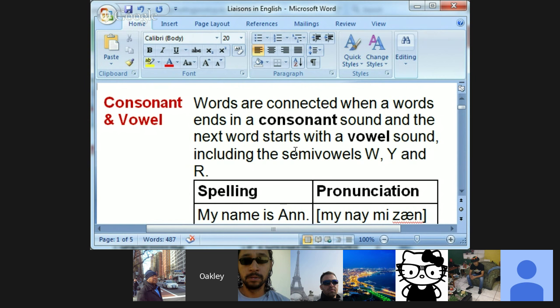Okay, most often we really strongly connect words when they end in a consonant sound and the next word starts with a vowel sound. Very true. It works the other way as well, if a word ends with a vowel sound and then the next sound is a consonant sound.